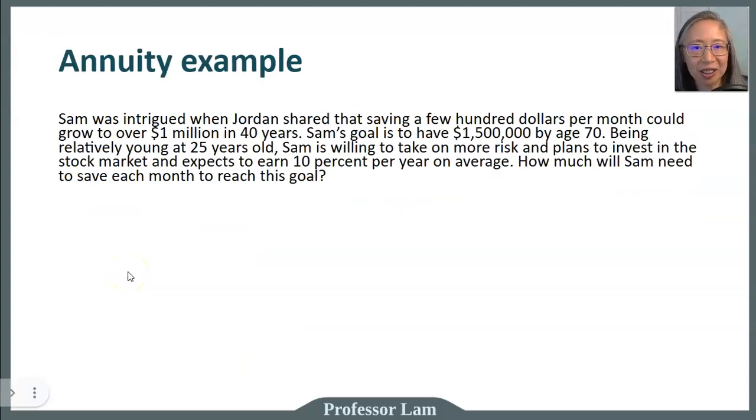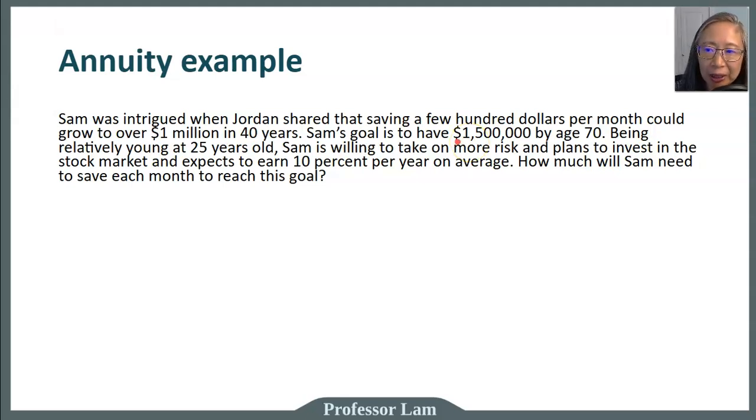In the textbook, in an early example, we claimed that by saving a few $100s per month, it can grow to over $1 million in 40 years. Sam was very interested, so his goal is to have $1.5 million by the time he turns age 70. He's right now 25 years old, and he is planning on investing in the stock market through mutual funds, and they expect to earn 10% per year. His question is, how much does he have to save per month to reach his goal?